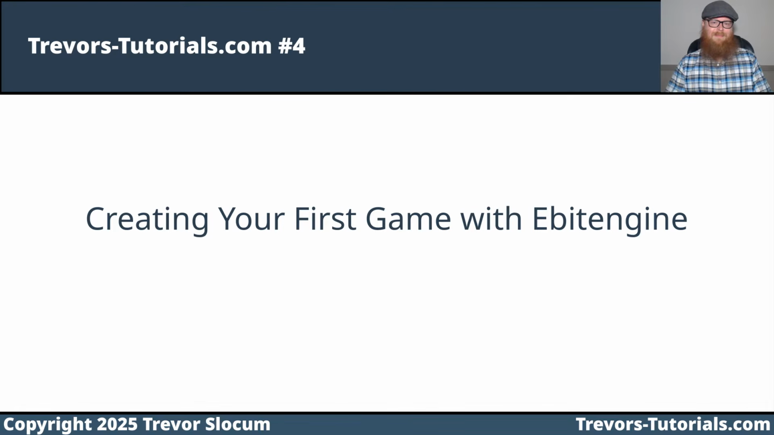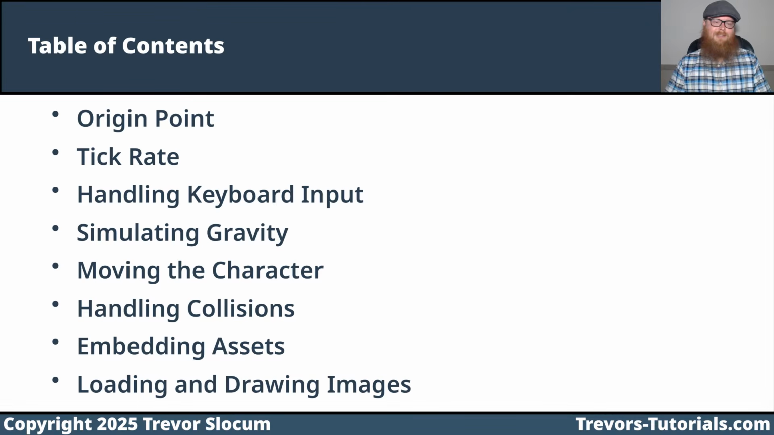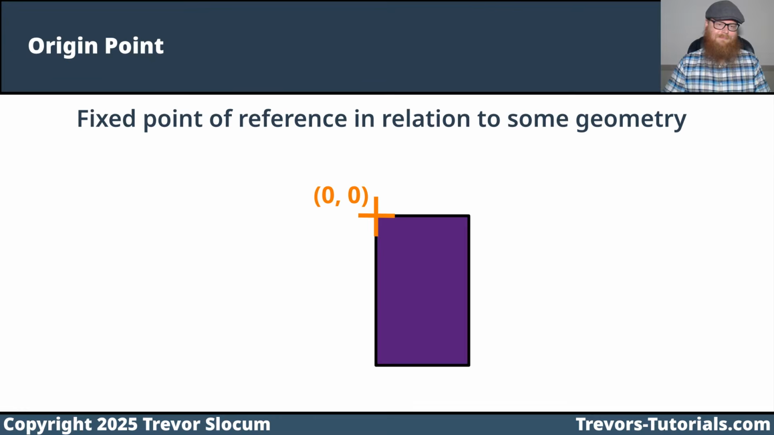I'm Trevor Slocum. In this tutorial, we'll talk about what the origin point is and how it's used in Ebitengine, a bit more about the tick rate, how to handle keyboard input, how to add a basic gravity simulation, how to move a player character around the screen, how to check for collisions between the player character and the top and bottom edge of the screen, how to embed asset files within our program binary, and how to load and draw images.